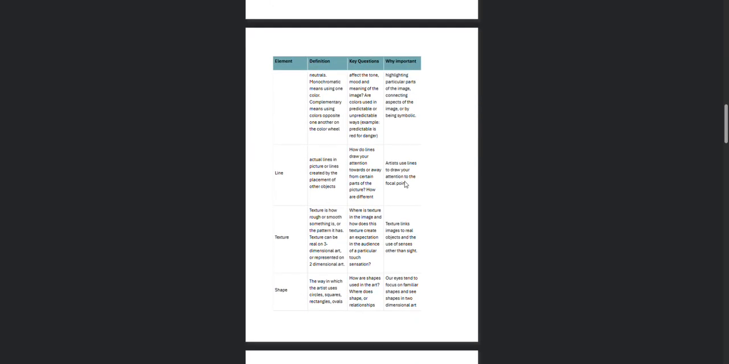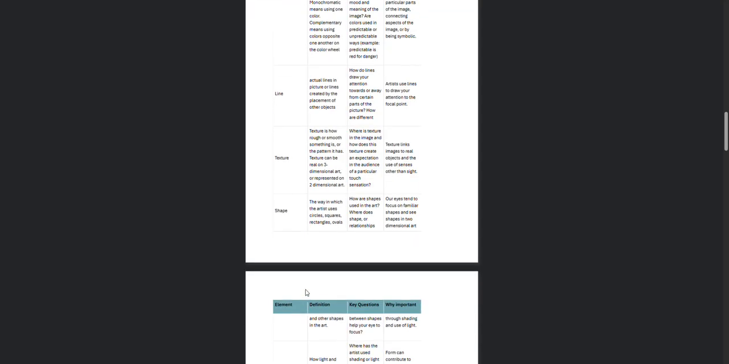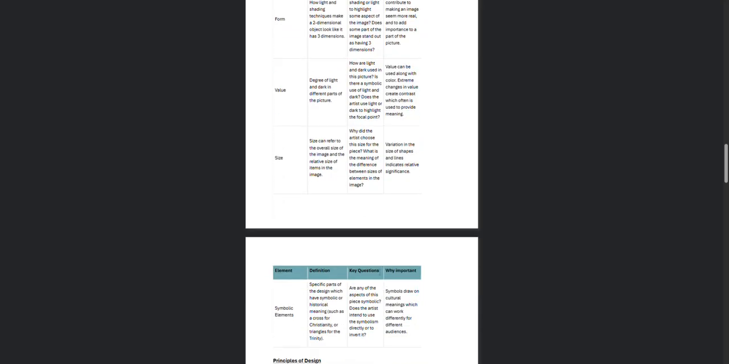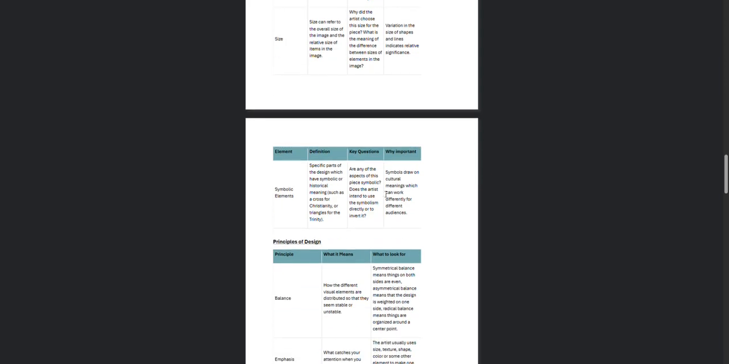Where the lines are in an image make a difference. If there's a texture, for example, if it is a painting, textures and brush strokes can make a difference. Shapes can have meaning, different forms, degree of light and dark, the size in relation to things, how big something is compared to something else in the image. Symbolic elements such as symbols, like religious symbols or other symbols that have different meanings, and sometimes they have different meanings to different cultures.